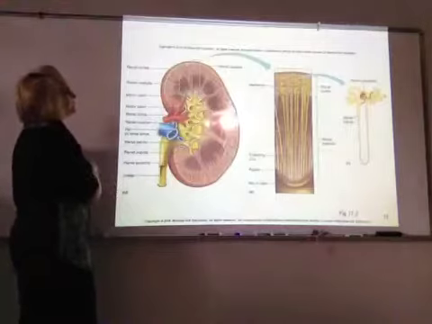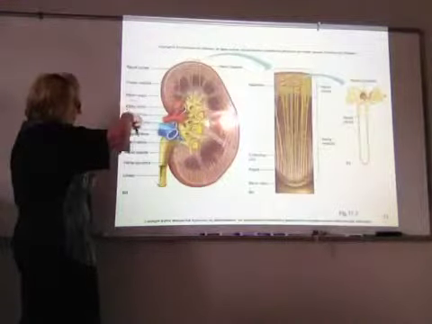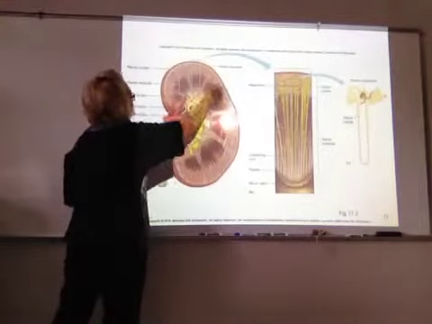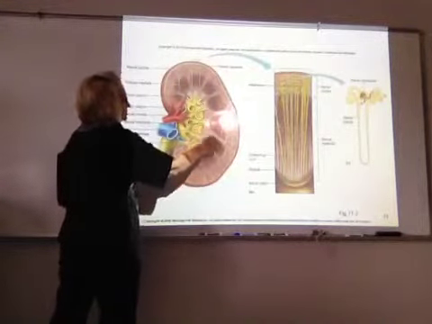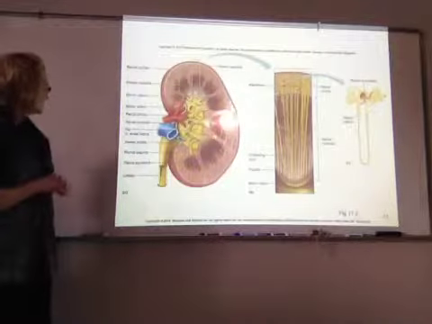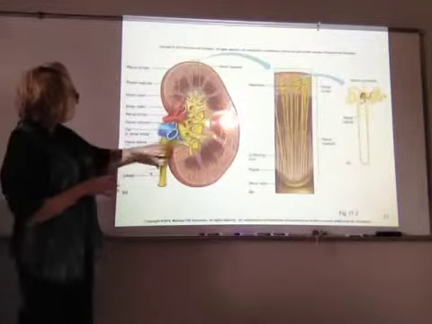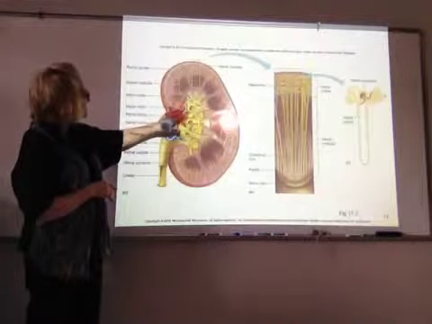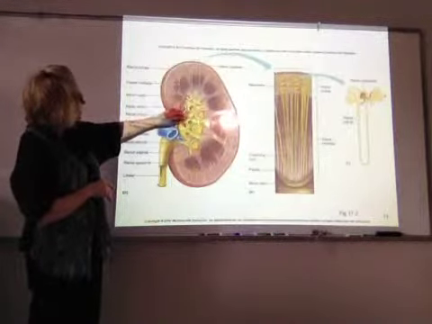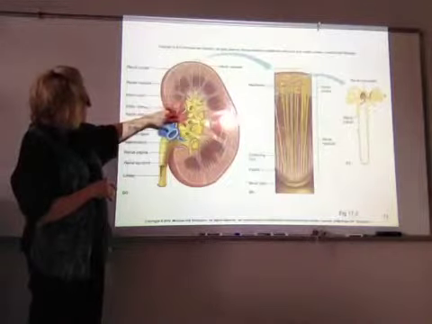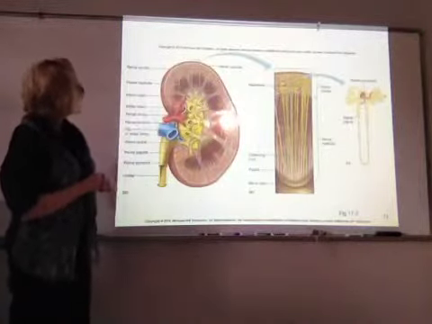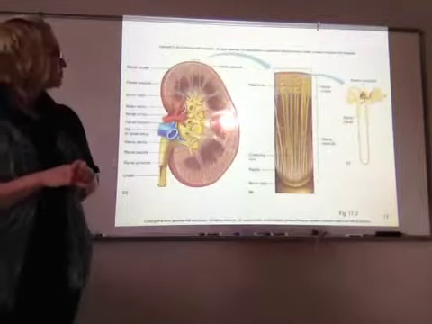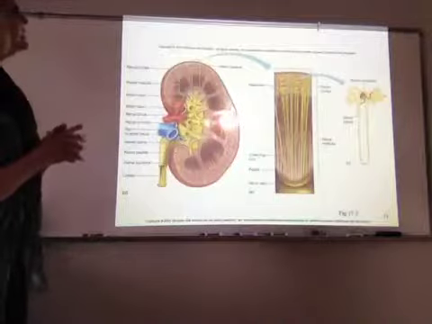And then your renal columns are the parts that dip down here in between each pyramid. The renal pelvis is right here. The renal sinus is right here. And the renal sinus is this part where we talked about the arteries and veins entering. That's probably the part I want to point out.